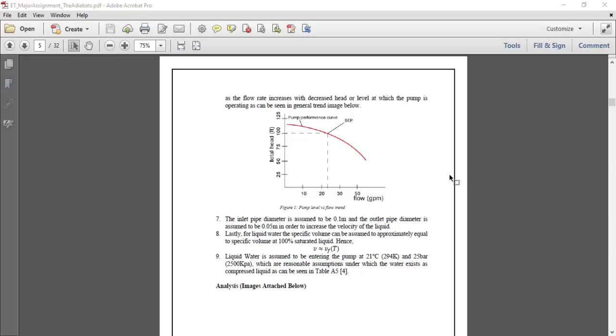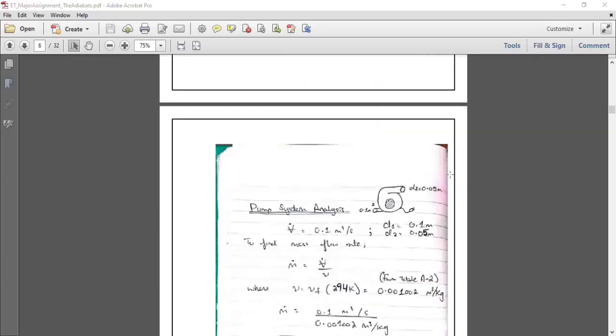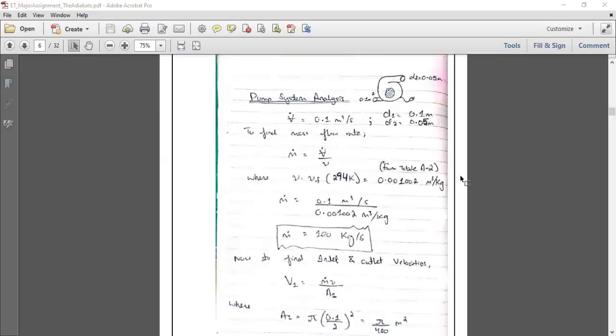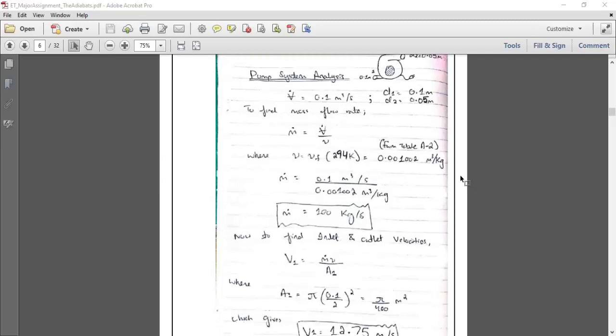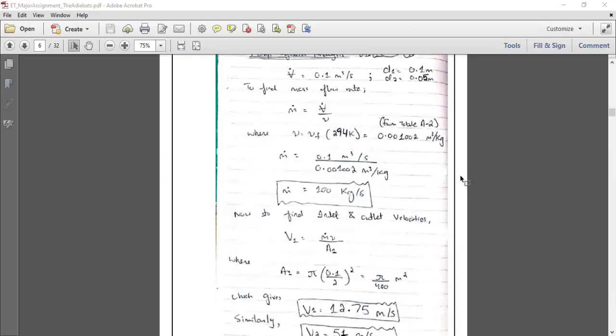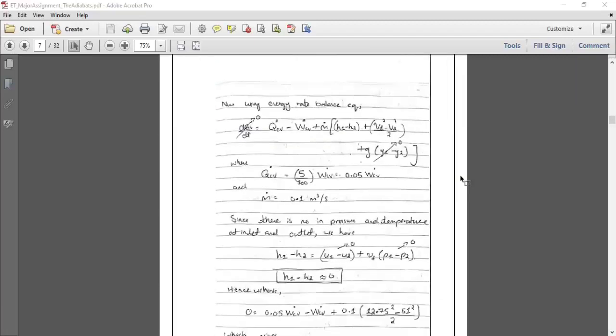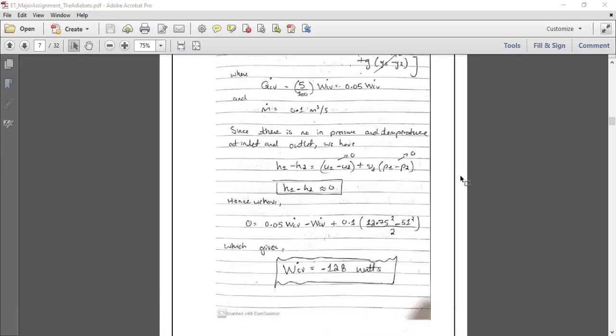With these assumptions defined, we then perform the first law analysis using the energy rate balance equation by first finding the inlet and outlet velocities with the assumed dimensions and volumetric flow rate. Since we also assume there is no significant change in the pressure and temperature, the enthalpy change of our system will be zero. Substituting these values within the energy rate balance equation, we end up with the work rate of the pump, which is found to be 128 watts with a negative sign due to the electric work being done on the pump.